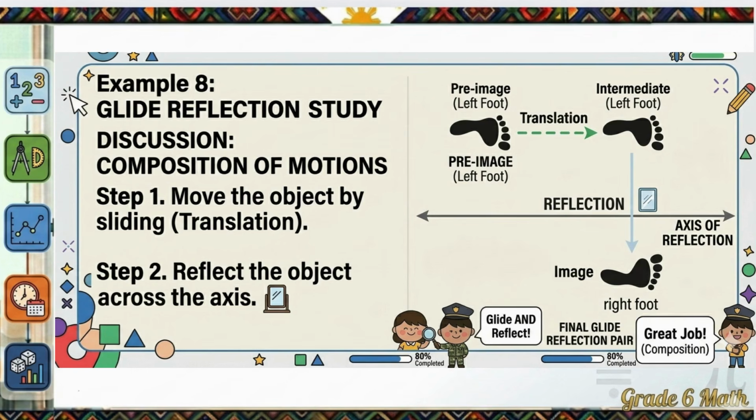Step 2. The reflection, the flip. Now, imagine there is a mirror on the floor right next to that foot, the axis of reflection. You take that slid foot and flip it over to the other side of the line. The magic trick. When a left foot reflects across that center line, it actually becomes a right foot.